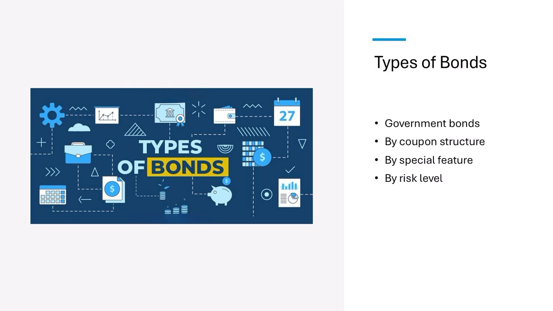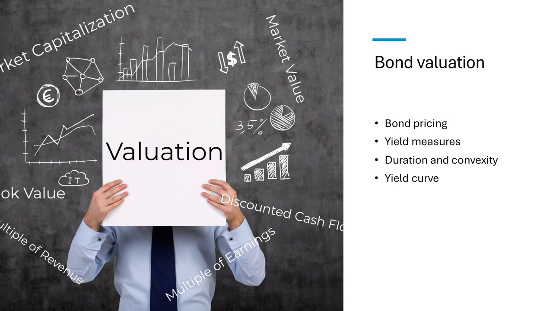Callable bonds can be repaid early by issuers if interest rates drop, and puttable bonds allow holders to demand early repayment. Perpetual bonds have no maturity and pay coupons indefinitely, and inflation-linked bonds, such as TIPS in the US, adjust coupon and principal for inflation. And by risk level, investment grade, BBB or higher, is safe, and rated BB plus or lower is risky and high yield.